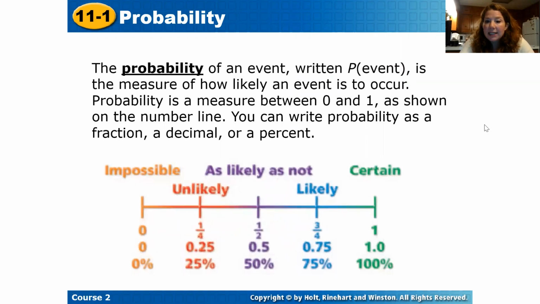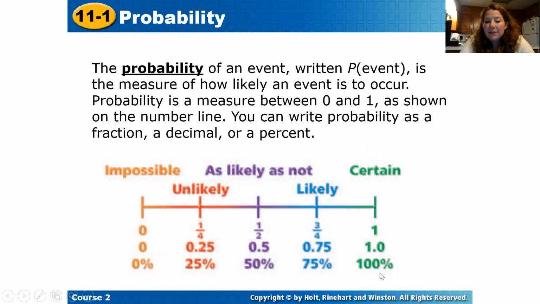So the probability of an event is always written with a capital P and then whatever you're looking for in parentheses. For example, if I was looking for an even number, it would be capital P, parentheses, even. It is the measure of how likely an event is to happen. Probability is measured between 0 and 1, as shown on the number line. You can write probability as a fraction, a decimal, or a percent.